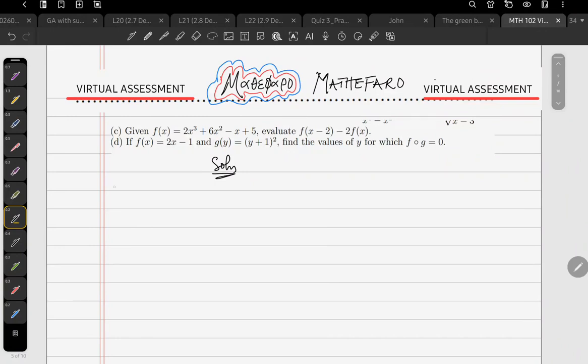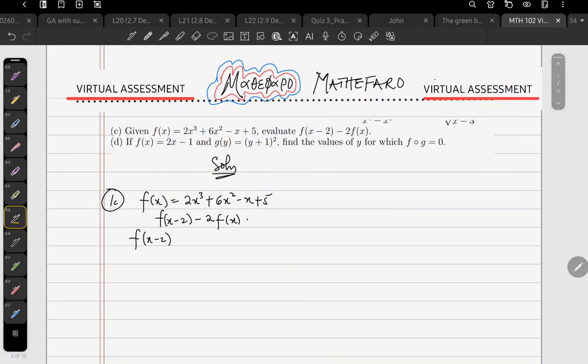So 1C, we're given f of x to be equal to 2x cubed plus 6x squared minus x plus 5. We are asked to evaluate f of x minus 2 times f of x. So how do we do that? Very simple. First and foremost, we get f of x minus 2. What is f of x minus 2?